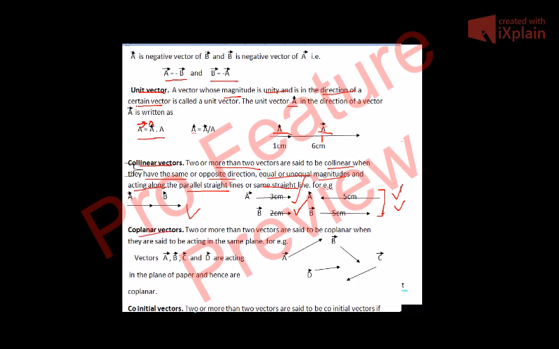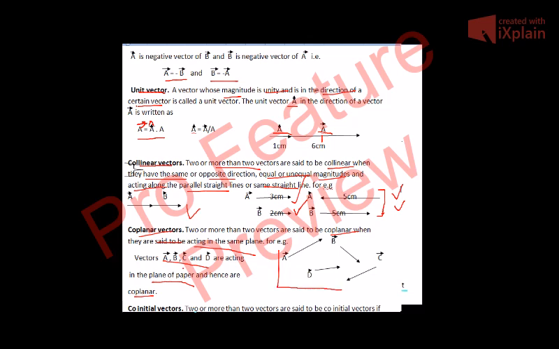Two or more than two vectors are said to be coplanar when they are acting in the same plane. For example, we have four vectors A, B, C, and D, and they are acting in the plane of the paper, hence they are coplanar. If they are acting on the wall, which is a plane, the same plane, then they are called coplanar.